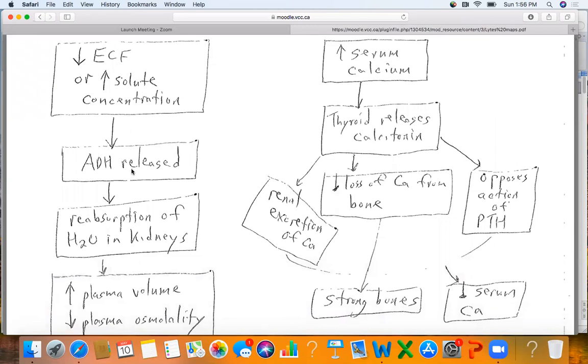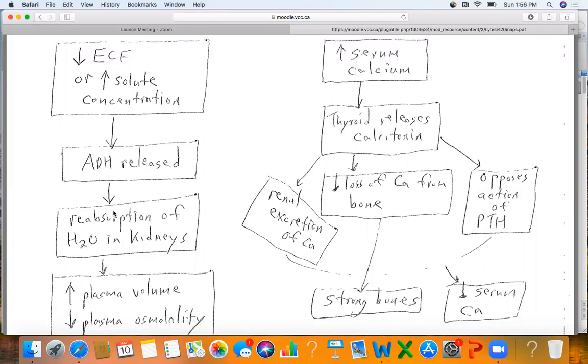ADH is released. Antidiuretic hormone. Now, what does it mean to say that someone is diuresing? It means they are voiding a lot. So what would you expect an antidiuretic hormone to do? It would inhibit diuresing. It would inhibit voiding. What does that mean? It means the kidneys are holding on to water. They're allowing the body to reabsorb water. They're not excreting water through urine.